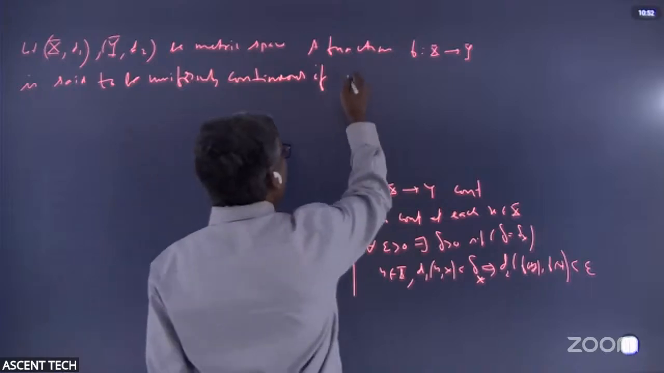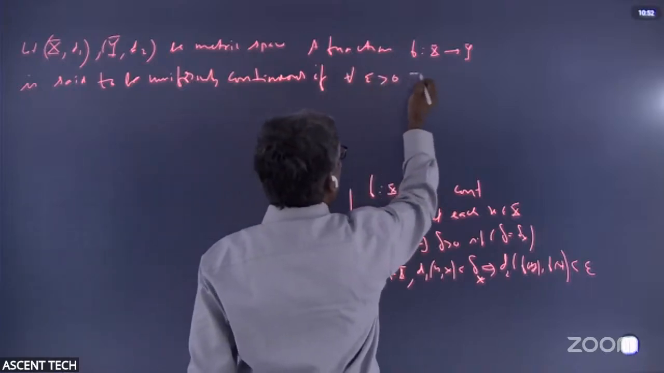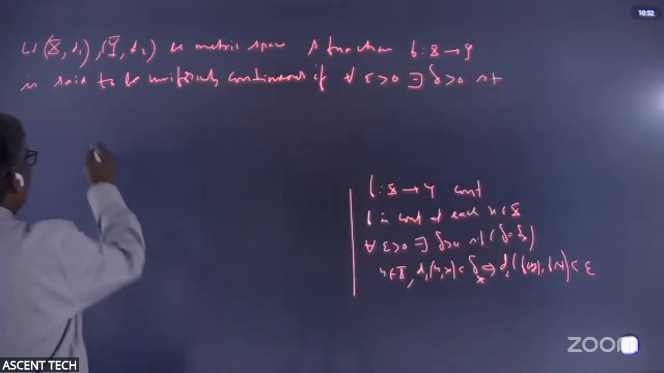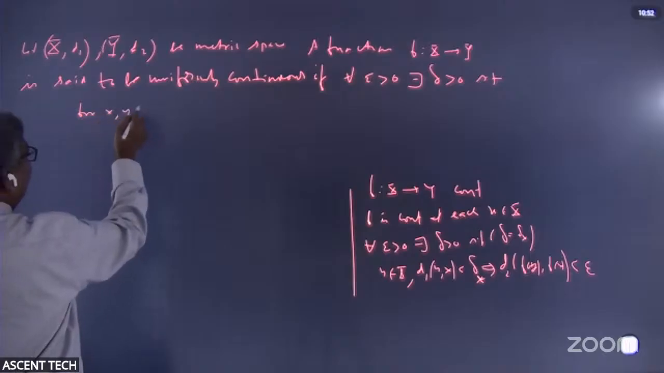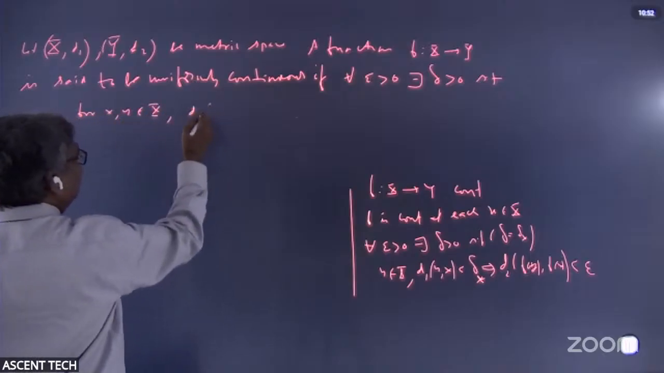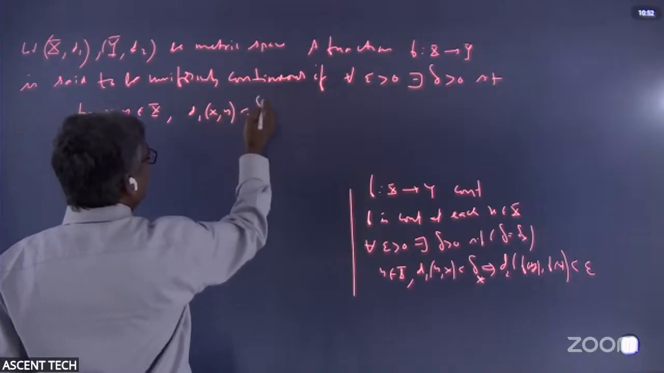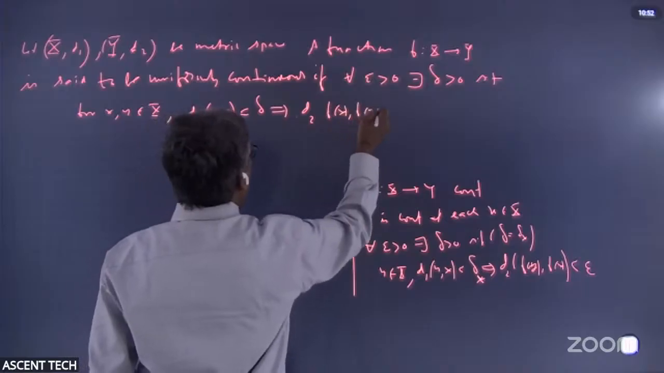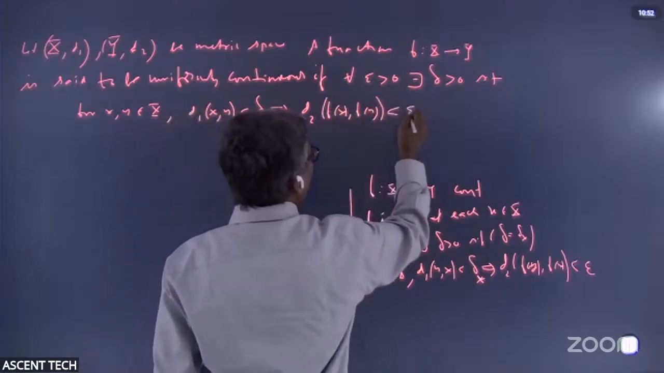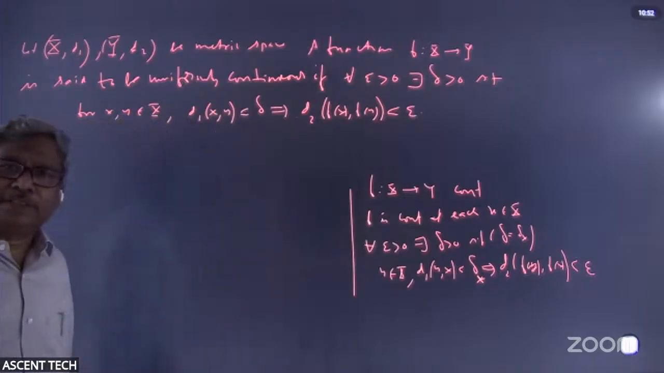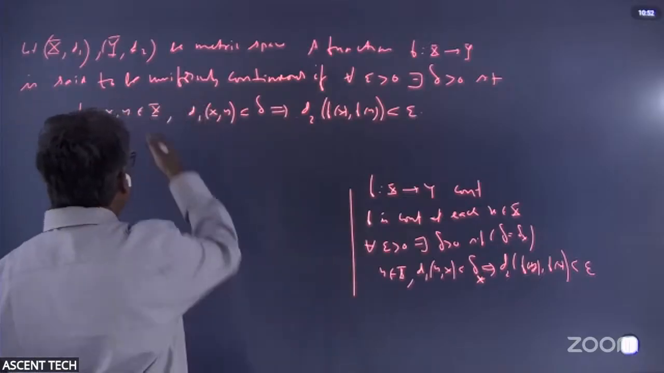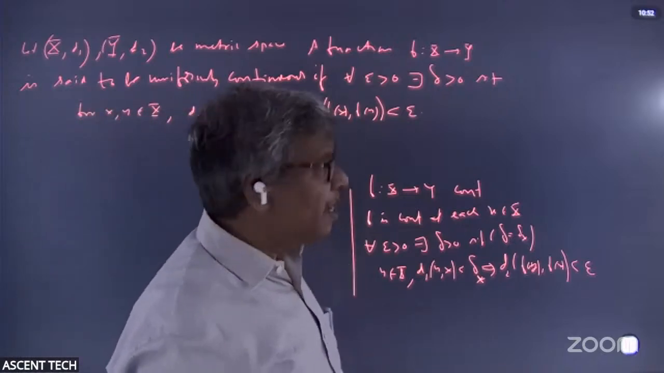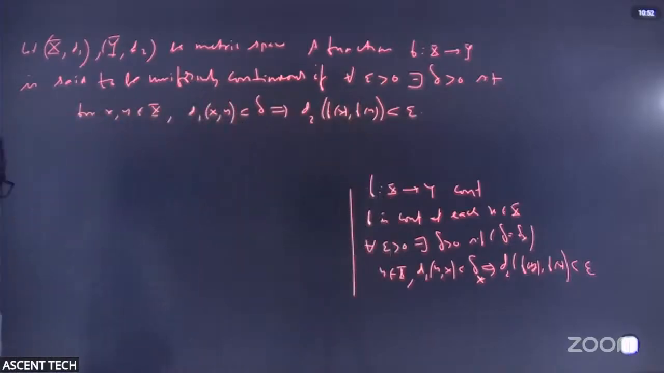For every epsilon greater than 0, there exists a delta greater than 0 such that for x, y in X, distance d1 between x and y less than delta implies distance d2 of f(x) and f(y) is less than epsilon. So this choice of delta will not depend on x. For all x and y in X, if x and y are close to each other, then f(x) and f(y) should also be close. That's what uniformly continuous means. I hope you understand the definition.